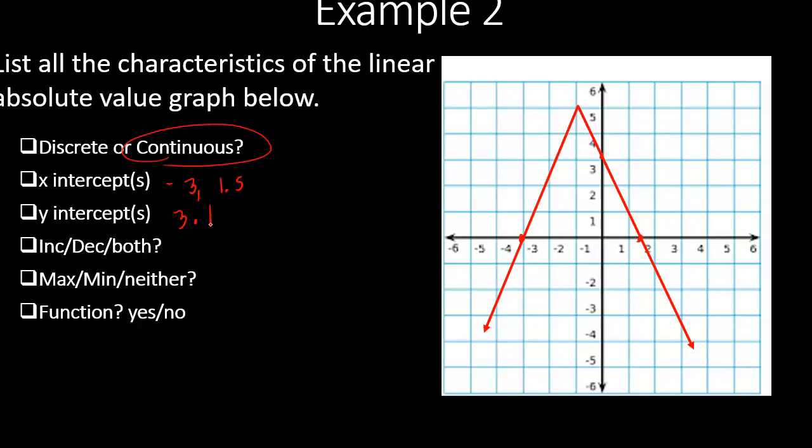Is it increasing, decreasing, or both? It's both. It's going up and down. Does it have a maximum, minimum, or neither? It has a maximum, and that maximum is at 5. And is it a function? Yes. This would pass the vertical line test. Couple more examples, and then you guys are going to work on some practice on Delta Math.